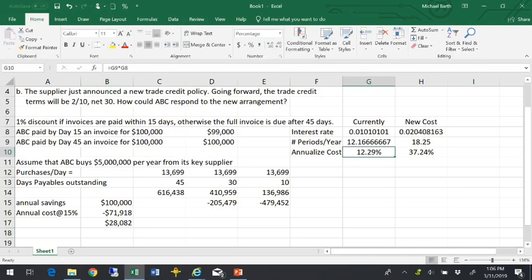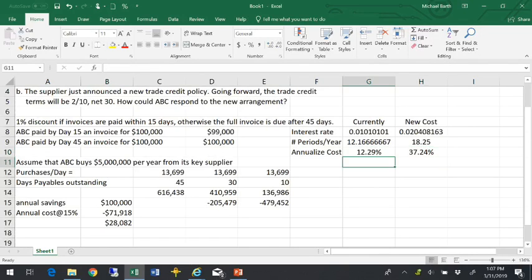So depending on the cost of the trade credit, if they can borrow at 15%, then the current arrangement of raising trade credit at a little over 12% is advantageous to them. Of course, if their supplier changes the terms, which they can do anytime they feel like, to 37%, then ABC ought to be scrambling around.